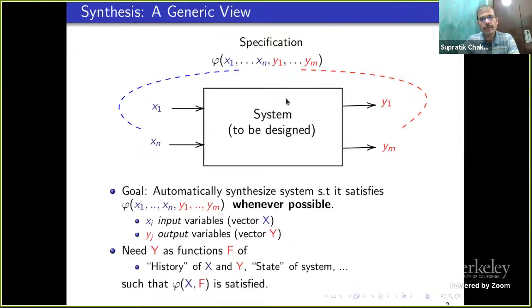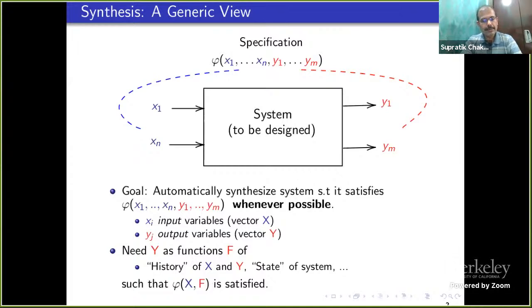So really, this system has outputs which must be synthesized as some functions of the inputs, but it need not depend on just the inputs. It can depend on the history of what inputs and what outputs have shown up. It can depend on some internal state, which could be summarizing this history, and so on. So really we need to design the outputs Y as functions of perhaps the history and the state of the system such that the specification is satisfied.